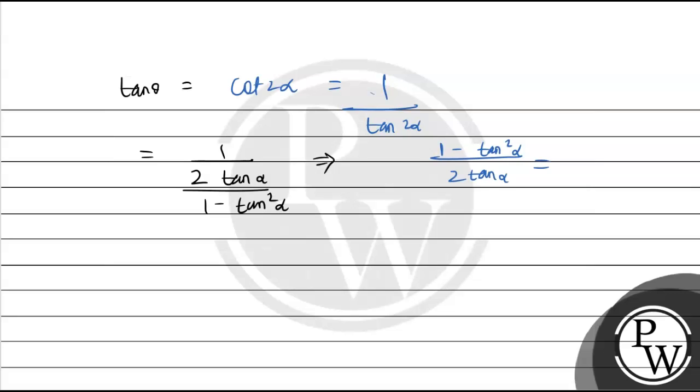Now we will put the tan alpha value. So it is 1 minus (1 by 2) whole square, then here 2 into 1 by 2. So after simplification, we will get tan theta is equal to 3 by 4. So theta will be tan inverse of 3 by 4. This one is the argument.